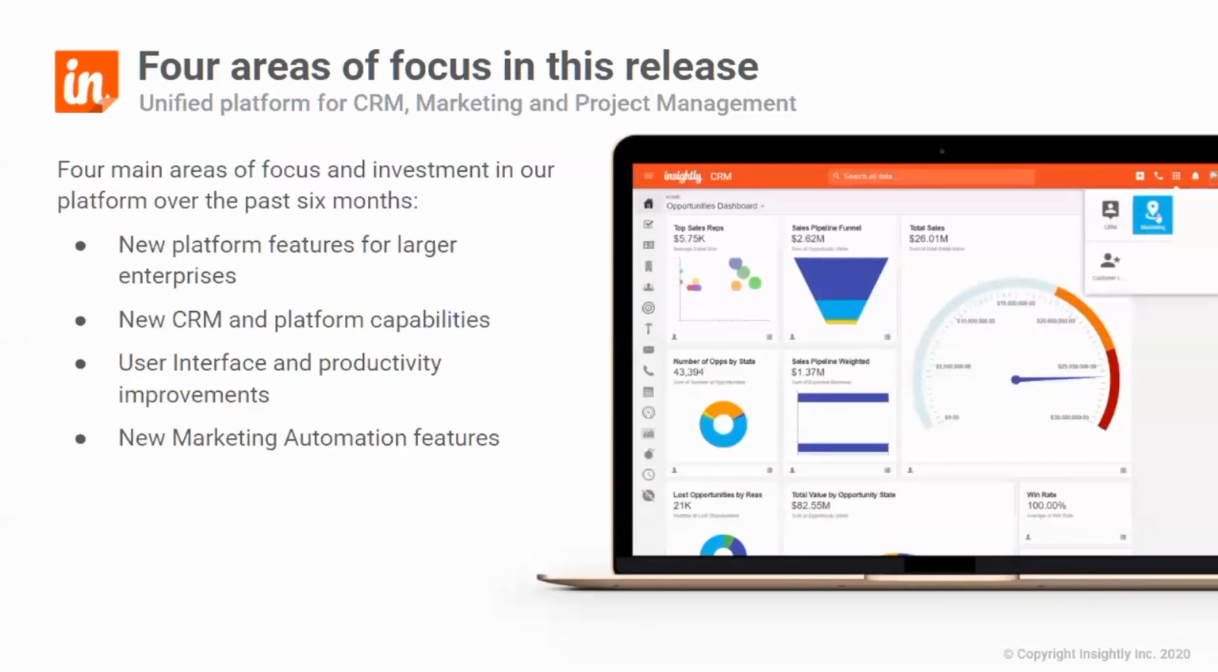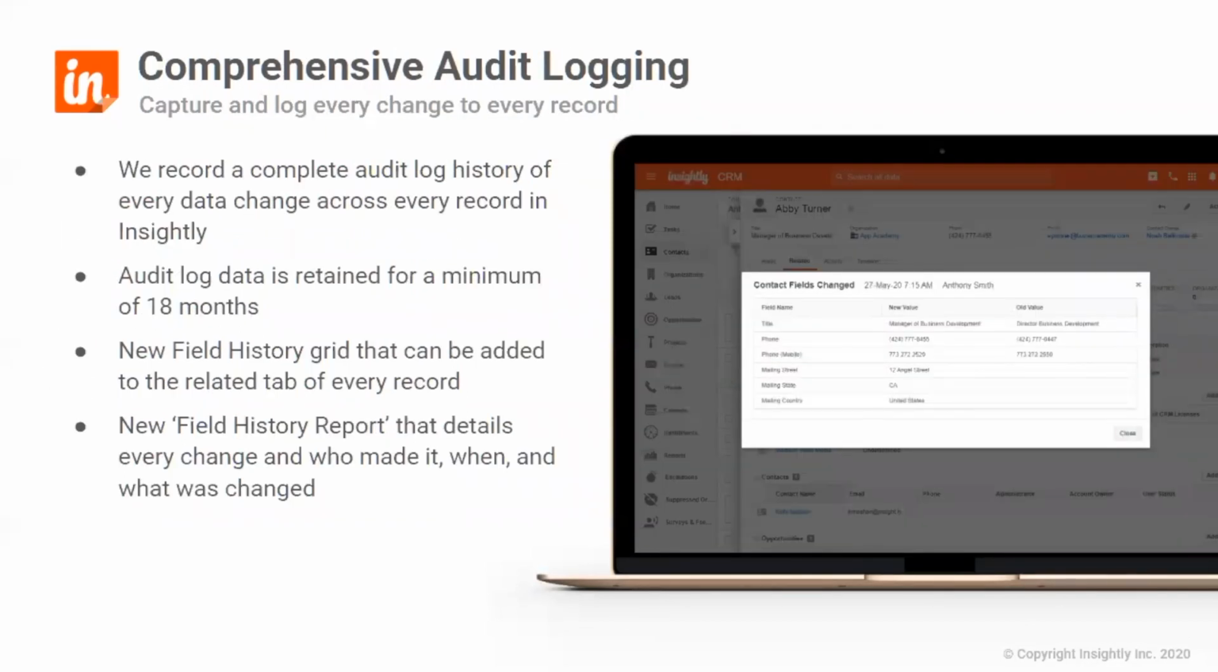The first feature we're announcing today is completely automatic and comprehensive audit logging for all platform data changes. This was a really big feature and took quite a few architectural improvements to our platform under the covers to enable it. And it was also a much requested feature, so we wanted to do it right. Insightly will save an audit log record for every single data change across the entire platform for a period of 18 months after the date that it was logged.